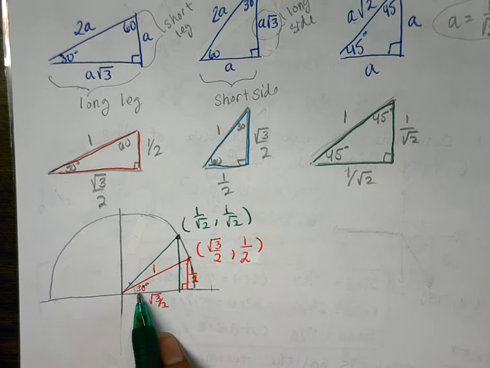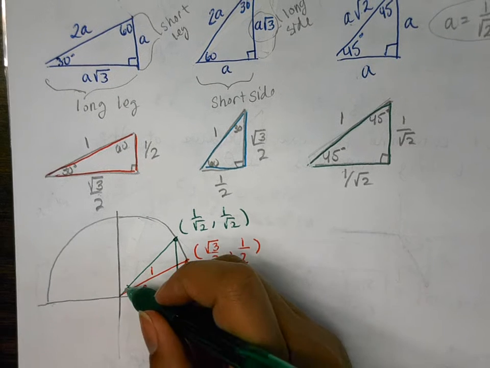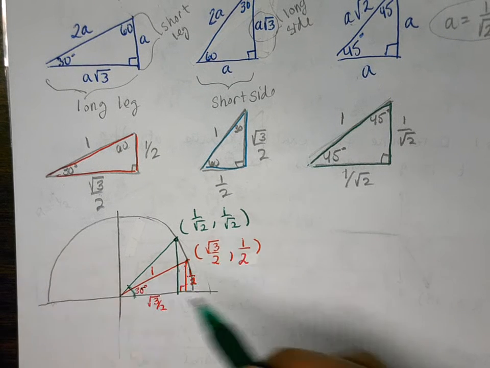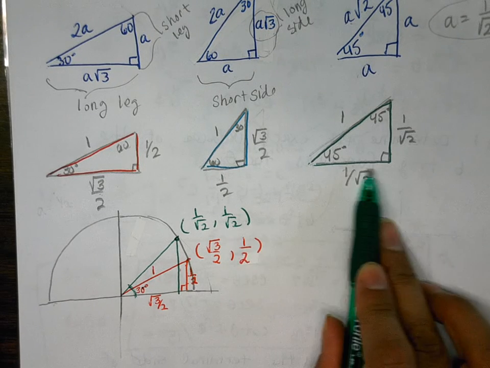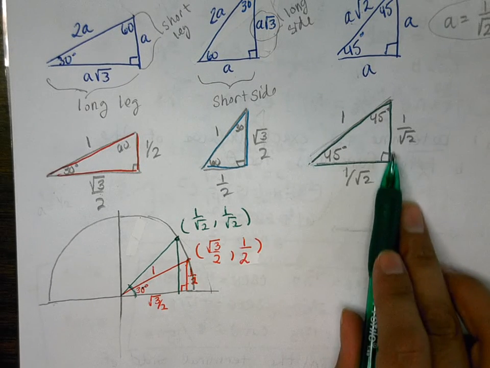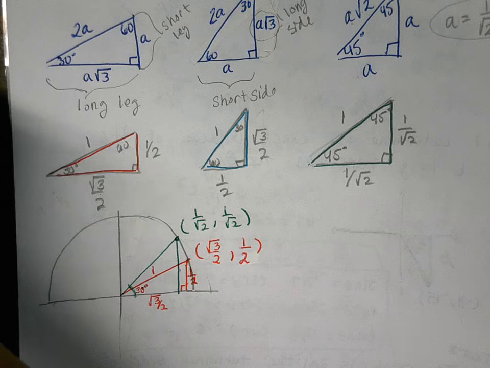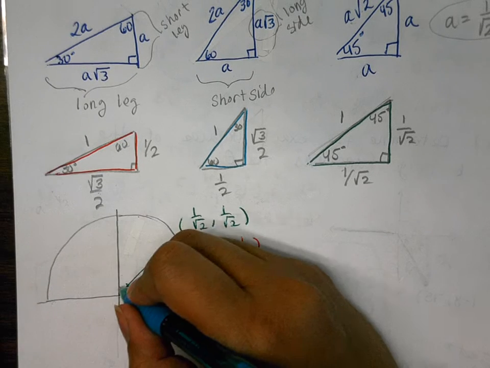Okay, so that angle's 30. This bigger angle here is 45, which means x value is 1 over root 2 and y value is 1 over root 2. All right, now coming back to the 60.